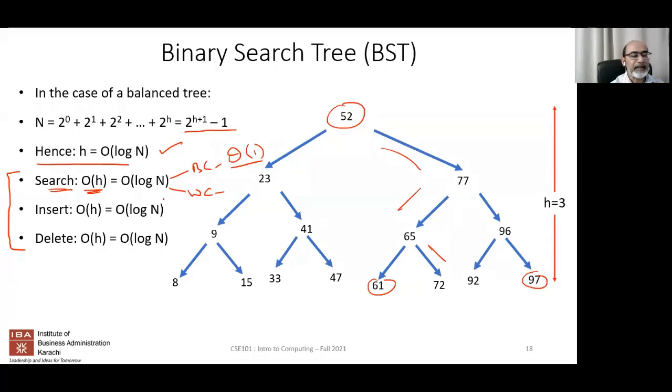And h can, in some cases, be proportional to log n, depending on whether it's balanced or imbalanced. On average, it comes out to be order of log n. I'm not going into the details of that, but you can think of the best case and the worst case as easy to understand. So search, I hope, is clear.